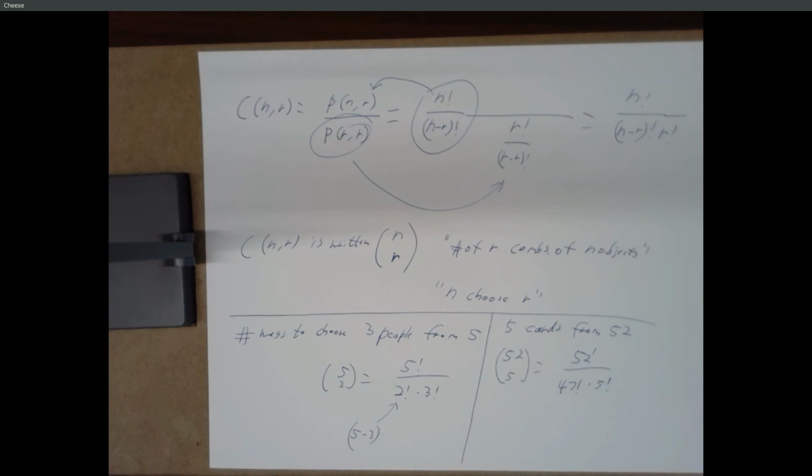If you care about the order, you multiply this by the number of ways you can arrange 5 cards, which is 5 factorial, and you just end up with 52 factorial over 47 factorial, the number of permutations.